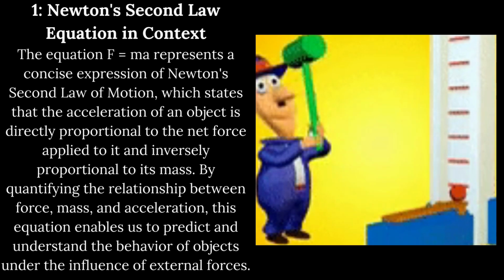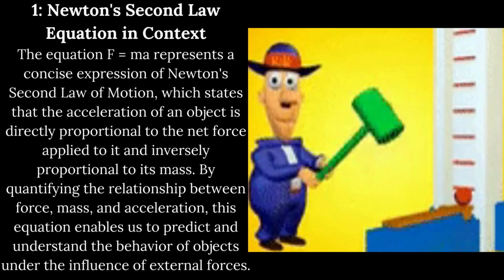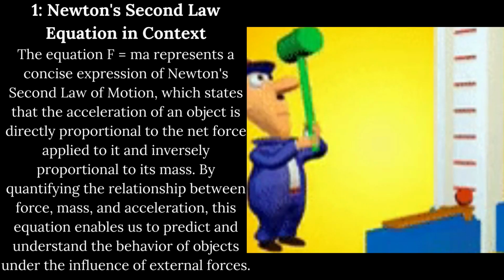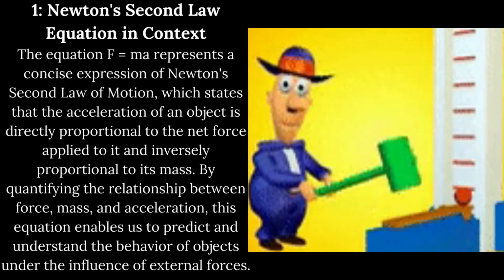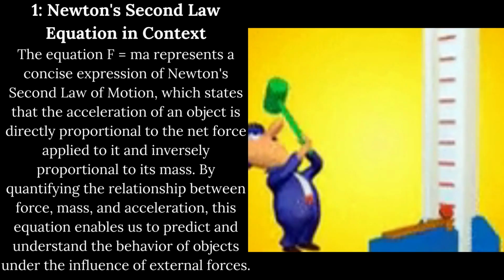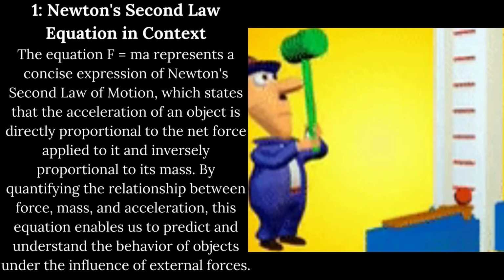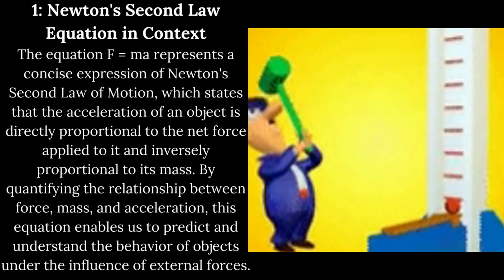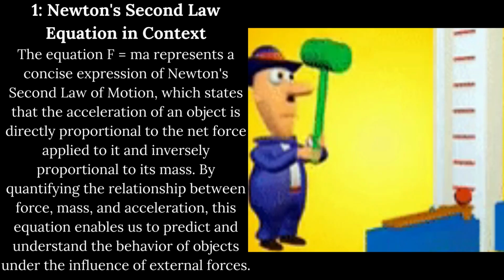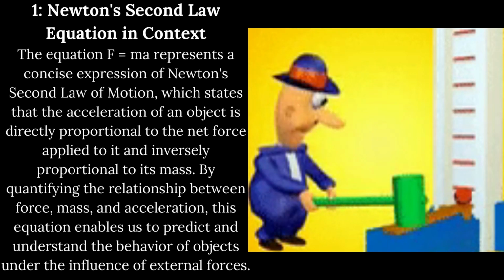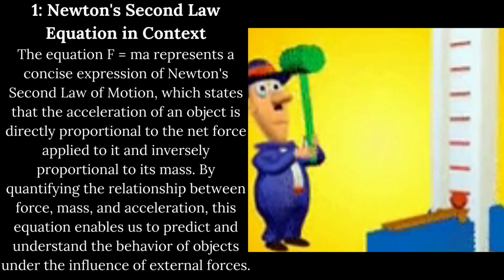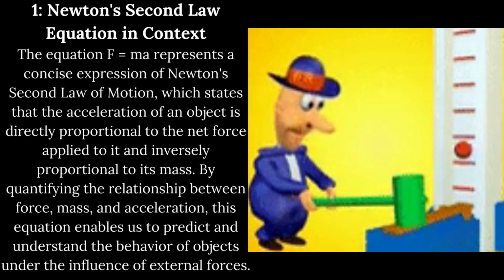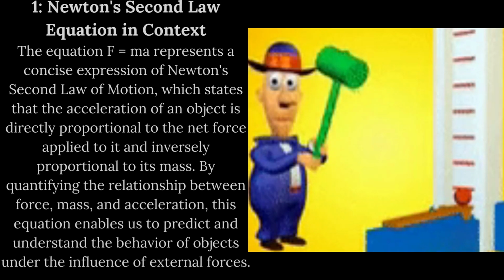1. Newton's second law equation in context. The equation F equals ma represents a concise expression of Newton's second law of motion, which states that the acceleration of an object is directly proportional to the net force applied to it and inversely proportional to its mass. By quantifying the relationship between force, mass, and acceleration, this equation enables us to predict and understand the behavior of objects under the influence of external forces.